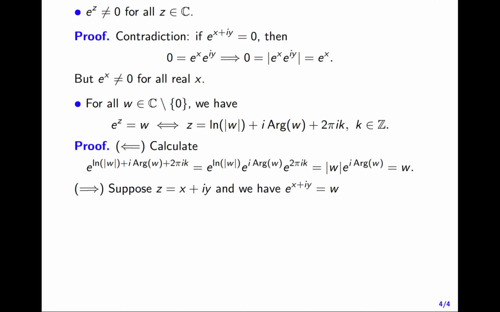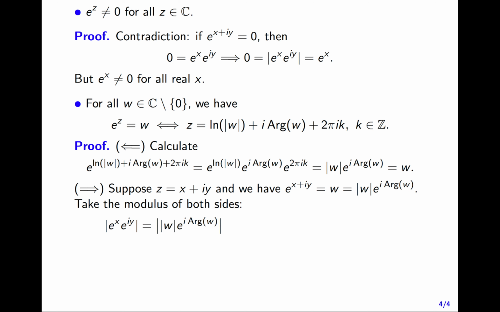Suppose we write z equals x plus iy, and we have the equation e to the x plus iy equals w. Well, that we know is modulus of w times e to the i principal argument of w. w is given to me, I want to solve for x and y. So if I take the modulus of both sides, I have modulus of e to the x times e to the iy equals modulus of w e to the i principal argument of w. This is just going to knock off those complex exponentials. So I get e to the x equals modulus of w. w is not 0, so modulus of w is a positive number. I can solve for this uniquely as x equals natural log of modulus of w.